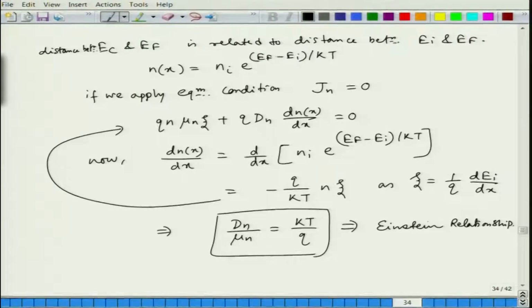Okay. So, we will elaborate on this in the next class, and we will go further into the motion of these electrons and holes.